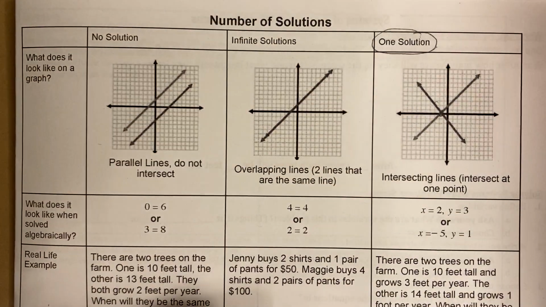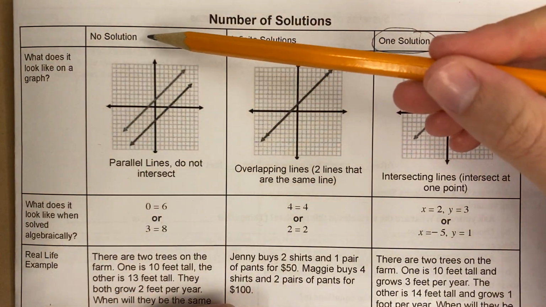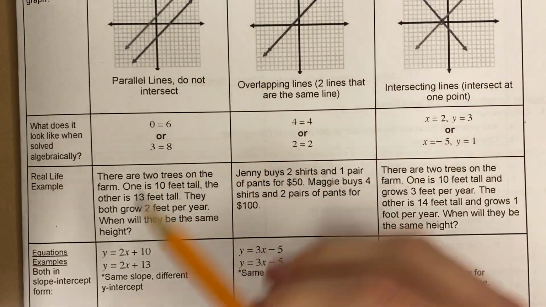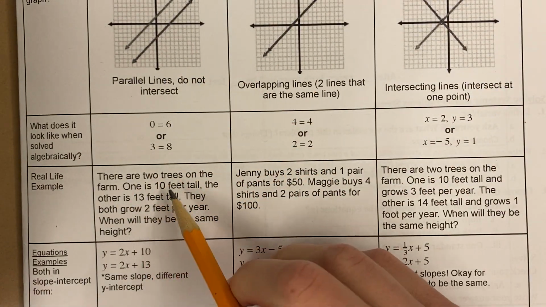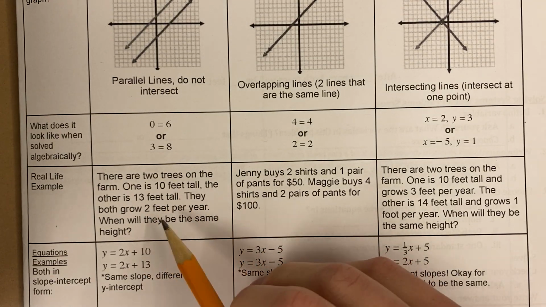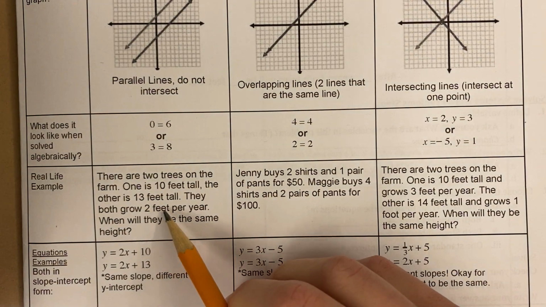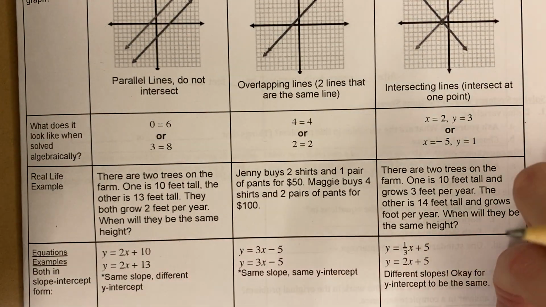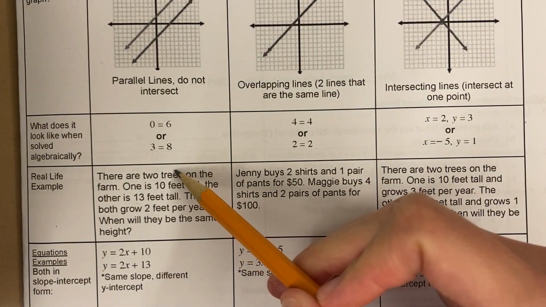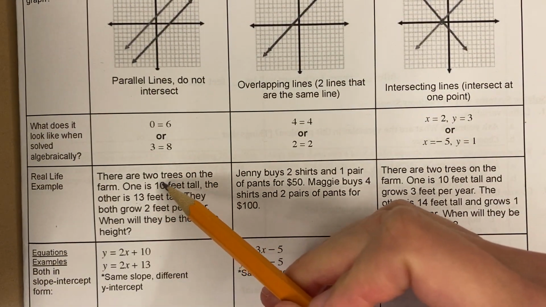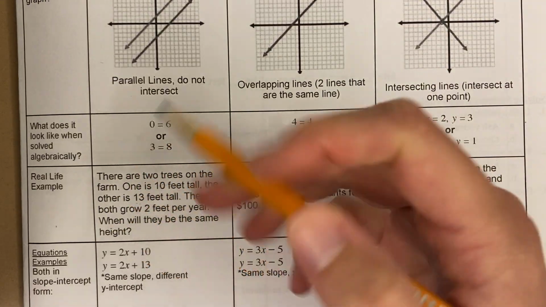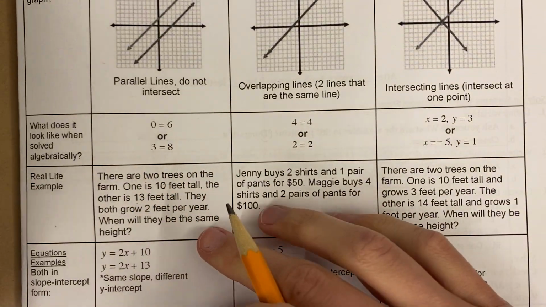But there are these other two possibilities, which is that a system doesn't have a solution. I'd actually like to look at a real life example first. For example, there are two trees on a farm. One is 10 feet tall, the other is 13 feet tall. They both grow 2 feet per year. Because they're both growing at 2 feet per year, they're never going to be the same height, right? This one is always going to be 3 feet taller. This one's going to grow 2 feet, this one's going to grow 2 feet, then they're going to be 12 feet and 15 feet tall. They'll never be the same height. So this is a real life example of a system that doesn't have a solution. The trees won't be the same height.